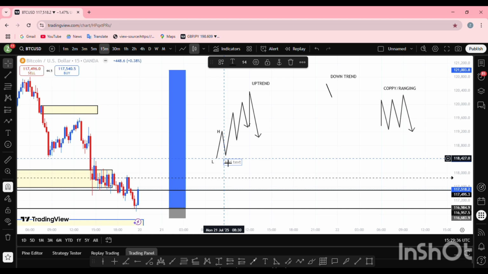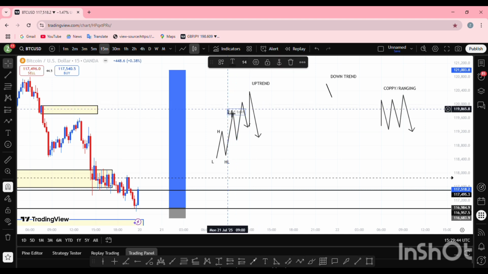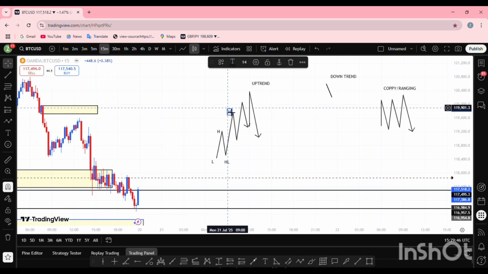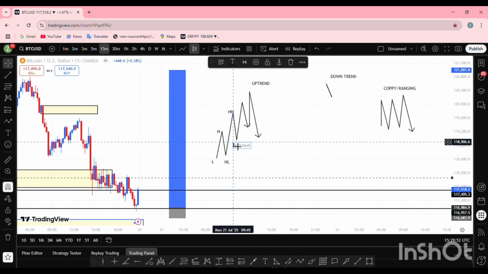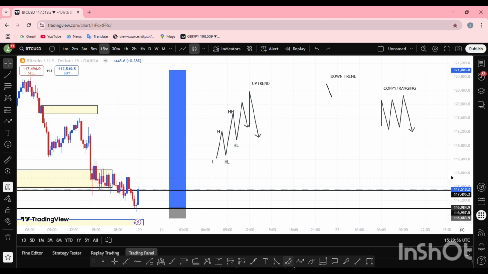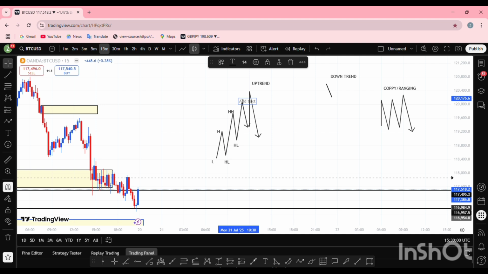So we have low, high, higher low, meaning this low is higher than the previous low. Higher high, meaning this high that we are mapping right now is higher than the previous high. That's why we are calling it higher high: higher than high; lower low: lower than low. It's just that we don't write "lower than low," right?